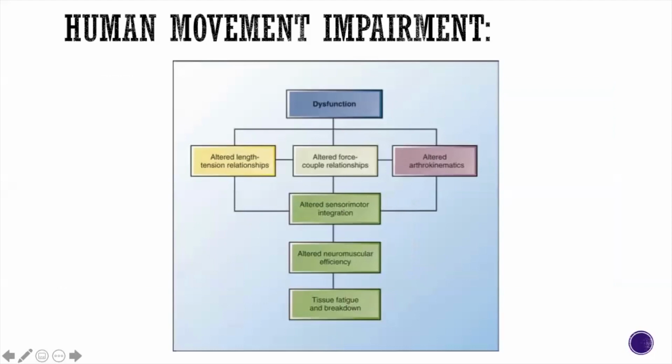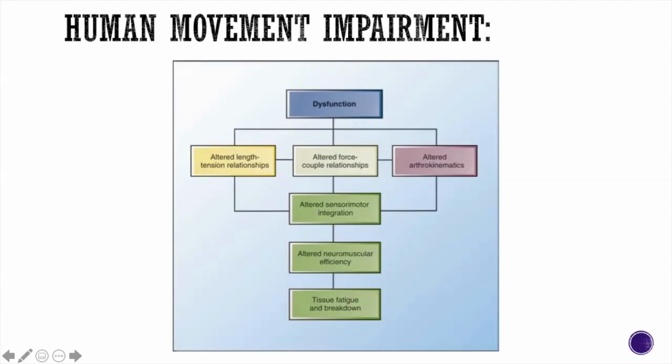So, what happens when we start to have impairment? Well, there's some kind of dysfunction that tends to happen, and it can come because of a deficiency in the length tension relationship, the force coupling relationships, or the altered arthrokinematics, which we just talked about, or all three of those things. And what ends up happening is it gives feedback information to let us know that things aren't appropriate in the system, right? So we get an altered sensory motor integration. We also get altered neuromuscular efficiency.